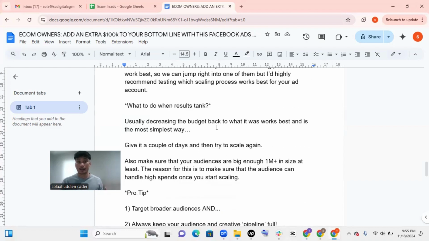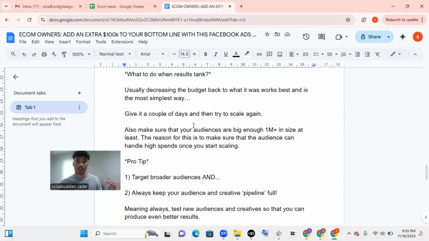So, what to do once your results tank, right? Usually dropping the budget down. If you're at $100 per day, usually bring the budget back down to what it was previously before the results tanked. That is the simplest way. That way you can give your ads time to learn before you go ahead and scale again. You can try to scale again in a couple of days.